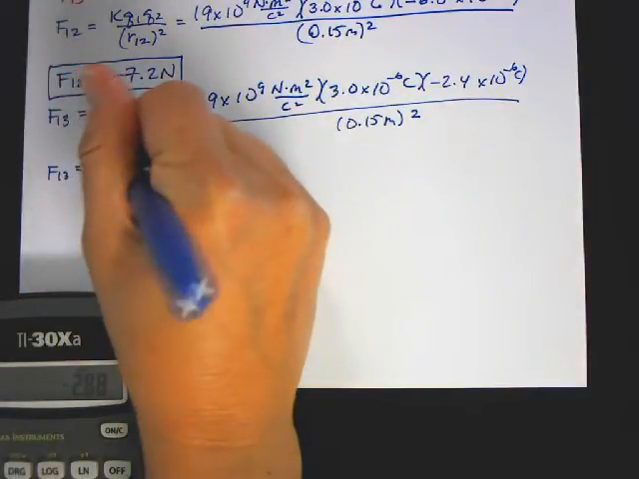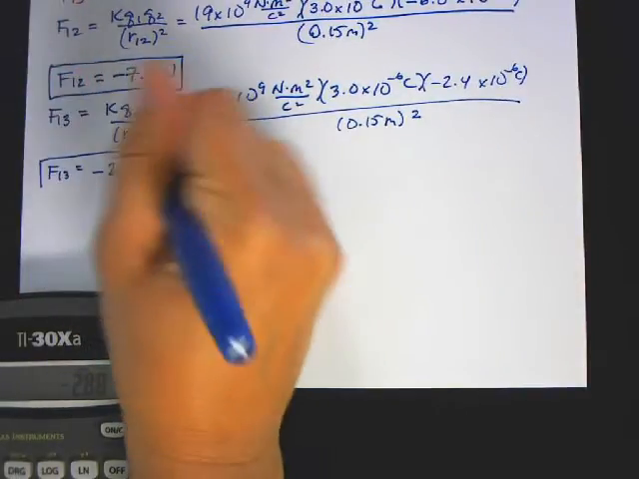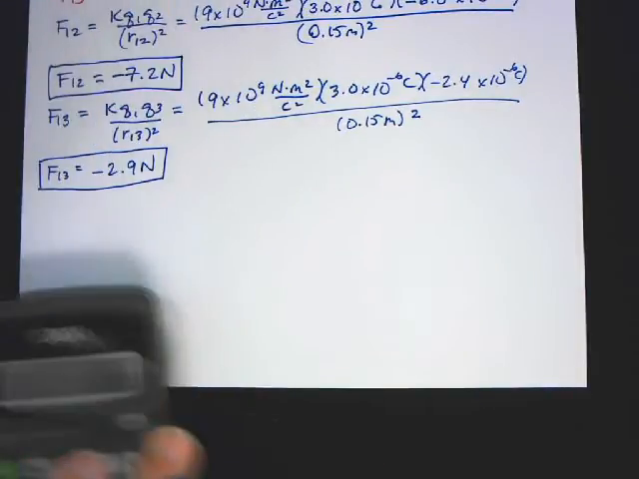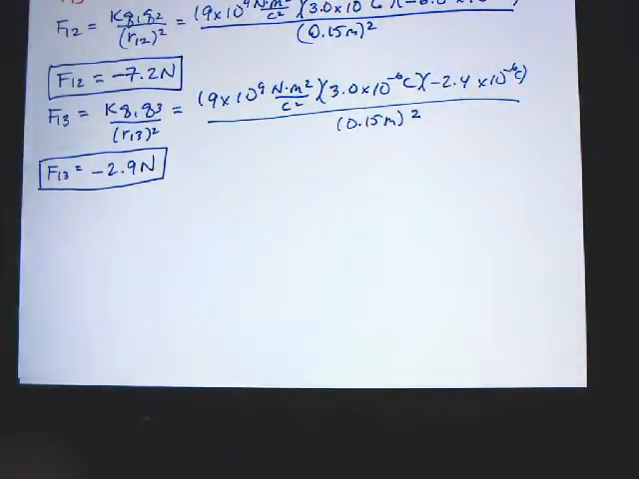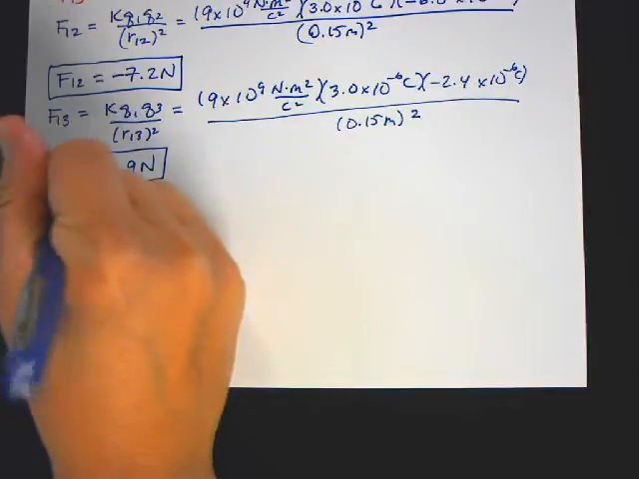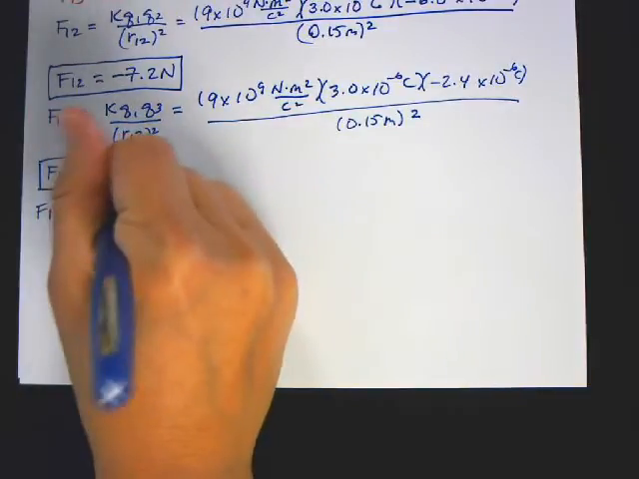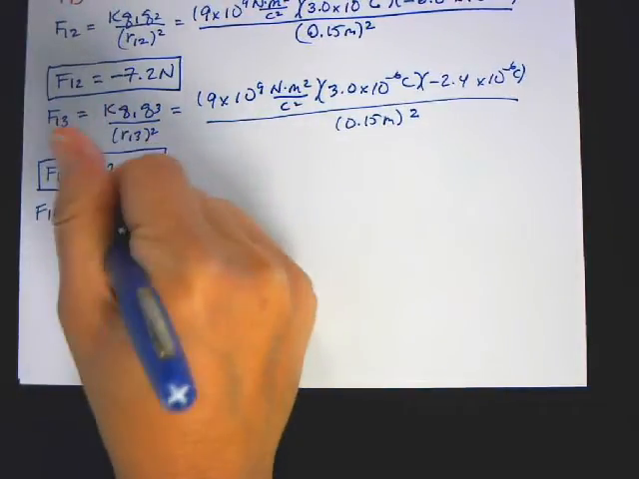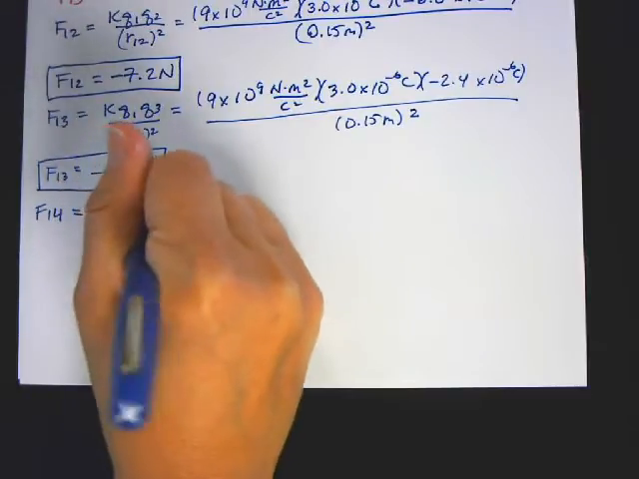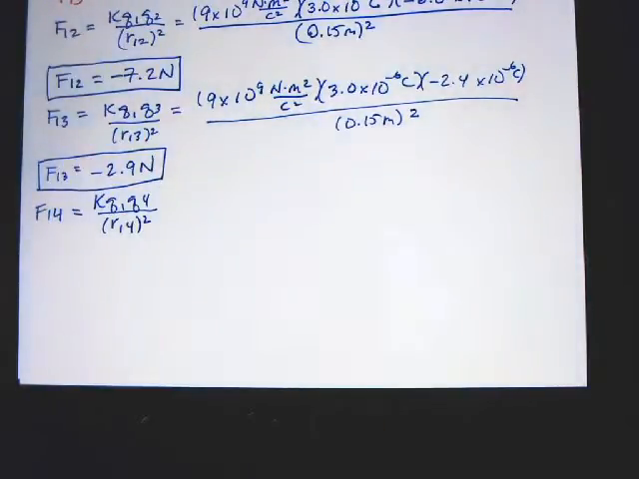Now I'm going to calculate F14. So F14 is equal to K Q1 Q4 over R14 squared. And see how this made it easy? I already had all my values. I already did all my conversions. I had everything in my given. So now I'm just doing the same equation over and over again.